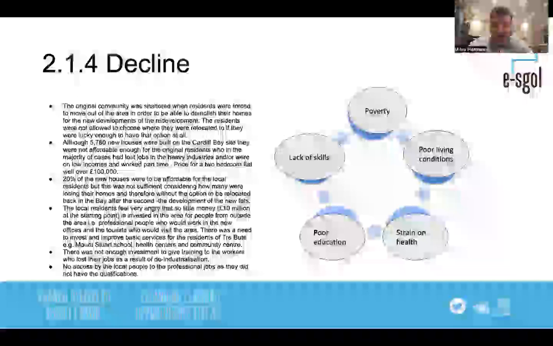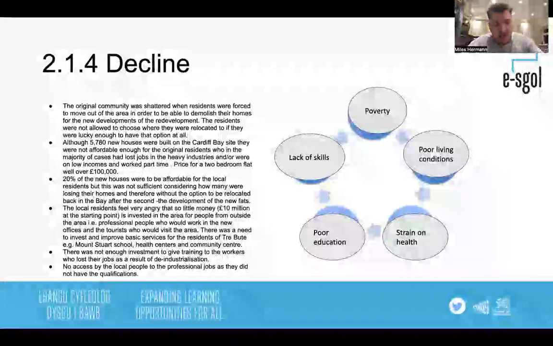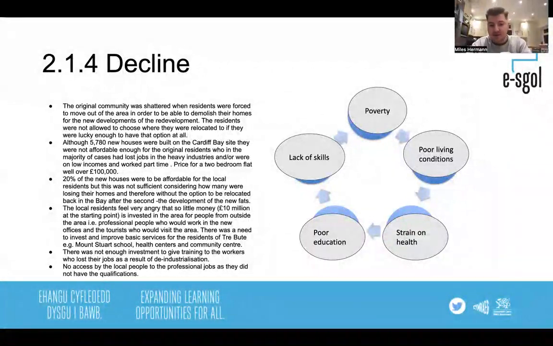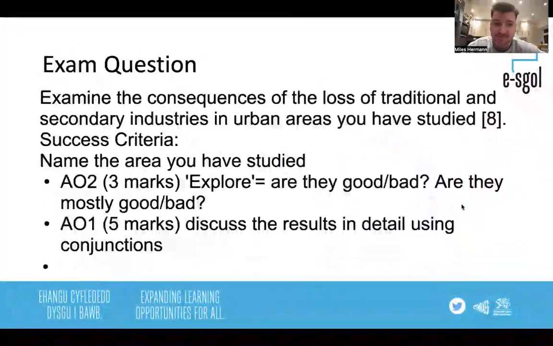Again, there wasn't enough investment in training of workers who lost their jobs on different schemes, and there was no access for local people to the professional jobs, because they didn't have the qualifications, and that again makes a link to the lack of skills and poor education in the circle of deprivation here.